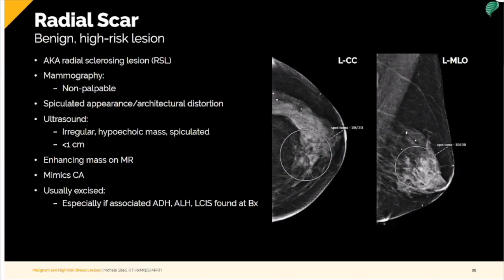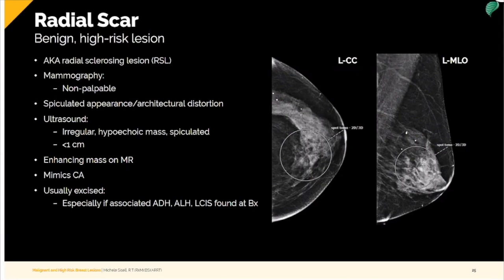Radial scar is the next one. It's also known as radial sclerosing lesion. This is another lesion that's usually not palpable and seen on a mammogram, presenting as possible spiculation or architectural distortion. On ultrasound, the lesion can present as an irregular hypoechoic mass with spiculations. On MRI, it can present as an enhancing irregular mass. On all of these modalities, it can mimic cancer and needs further workup.